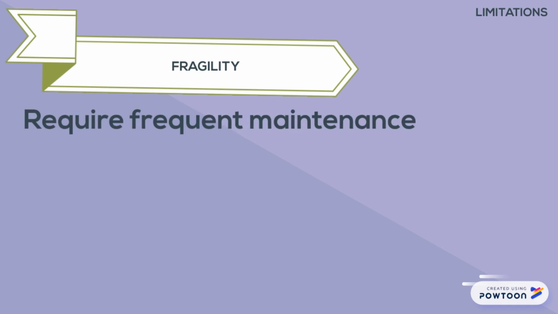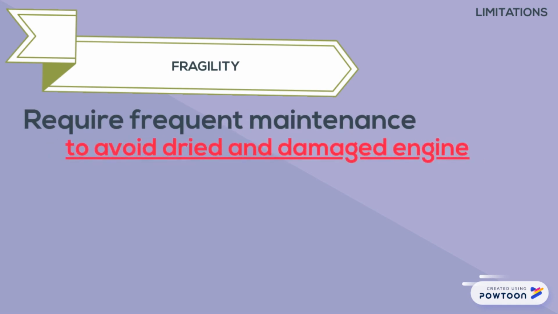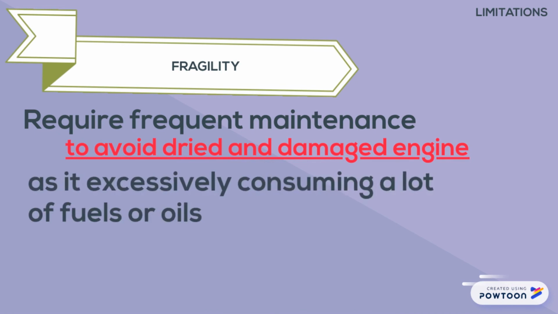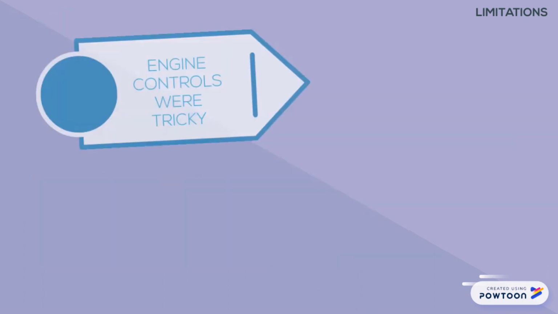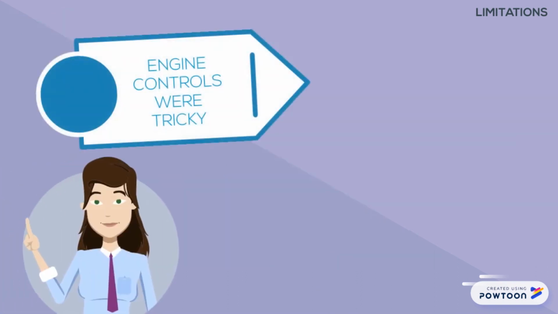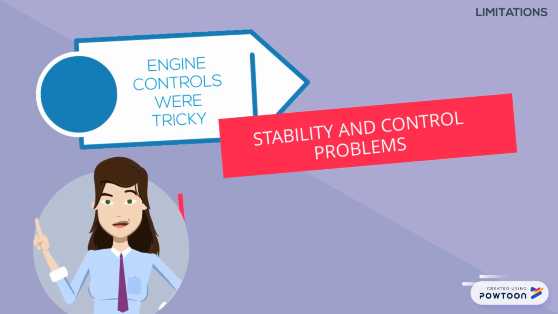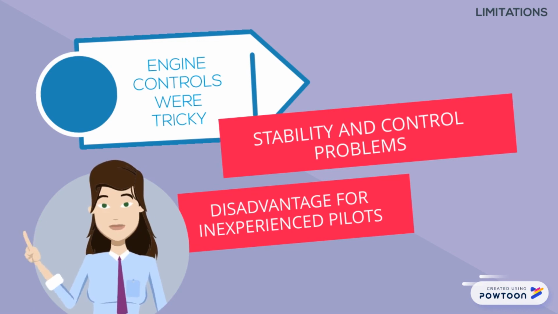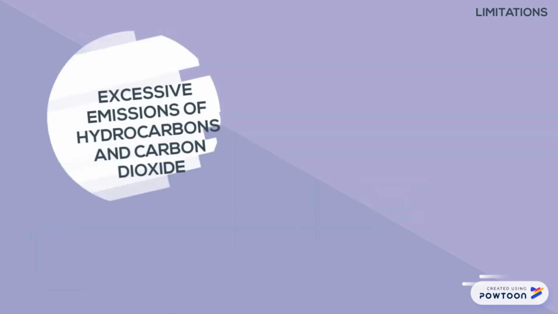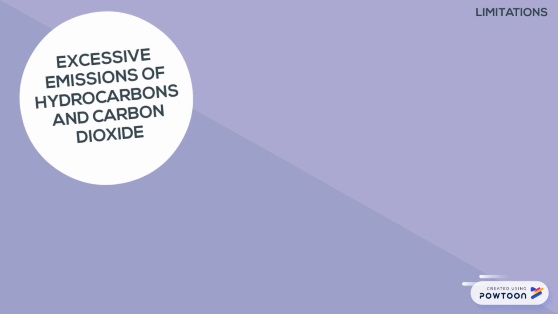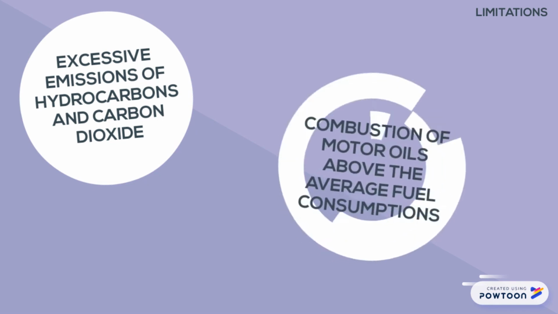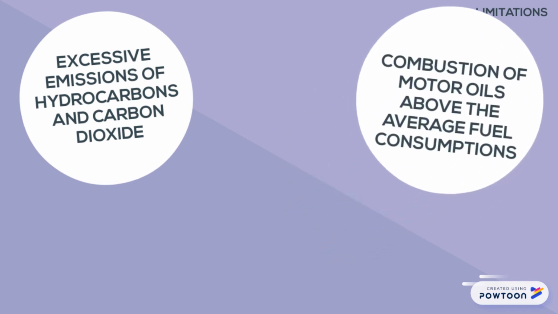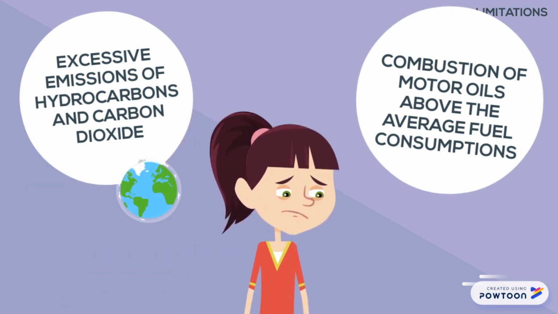Next is its reliability. Rotary engines require frequent maintenance to avoid tired and damaged engines, as they excessively consume a lot of fuel and oil. Next, the engine controls were tricky. This produced stability and control problems in aircraft in which these engines were installed, especially for inexperienced pilots. Lastly, the rotary engine excessively emitted hydrocarbons and carbon dioxide produced from the combustion of motor oils and above-average fuel consumption, which is not great for the earth.